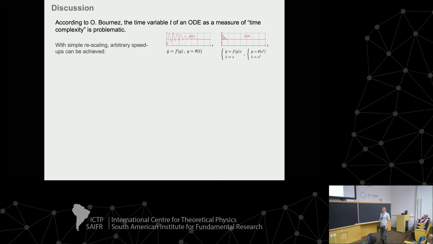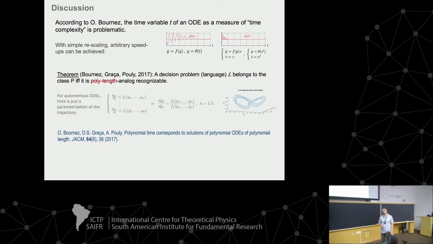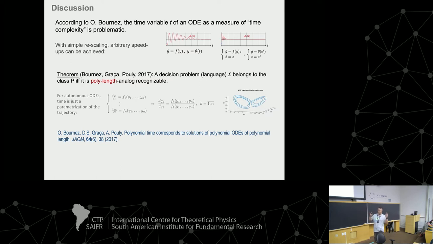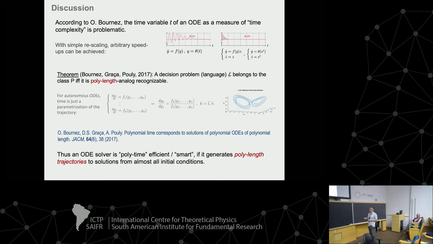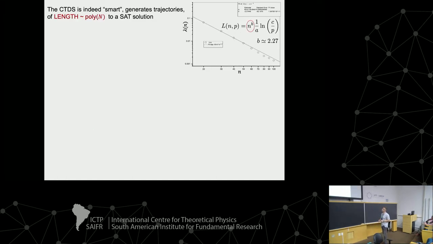Olivier Bournez says that you can't use time as a complexity measure for these autonomous systems, because you can always integrate time out or rescale such that everything looks very fast, and he's absolutely right. So according to his definition, an ODE solver is efficient or smart if it generates polynomial-length trajectories, if the length of the trajectory generated scales polynomially. And that's the case for our CTDS, as shown here. We also measured the scaling of the length of the trajectory generated by the solver.